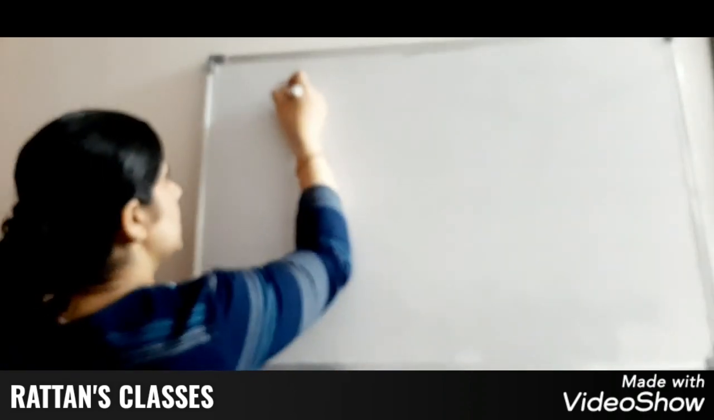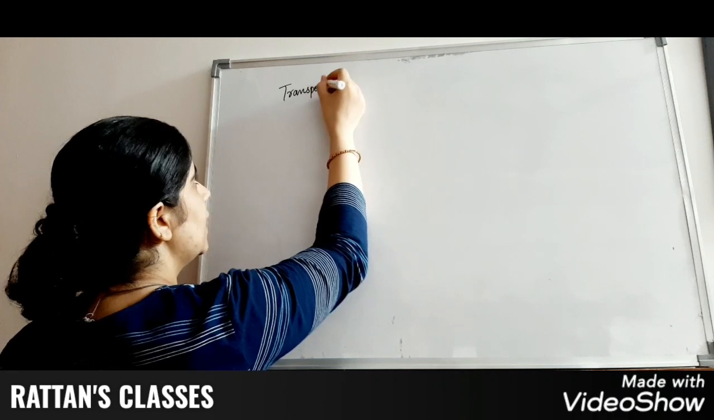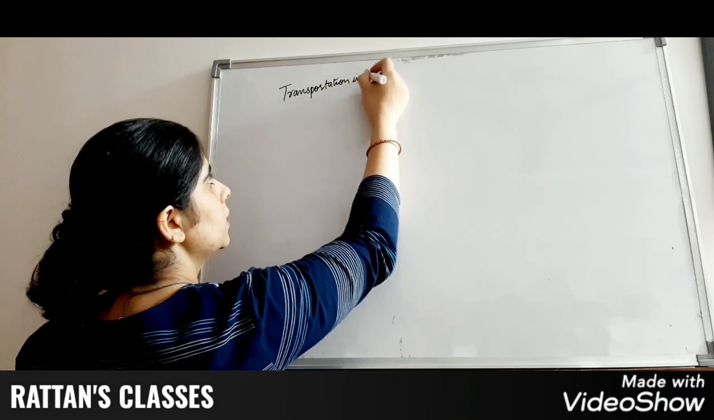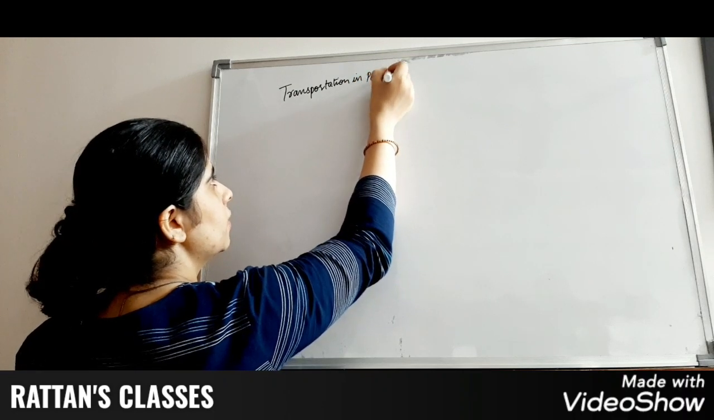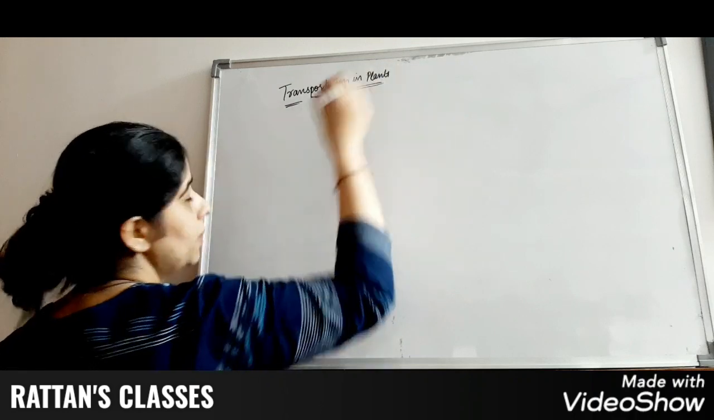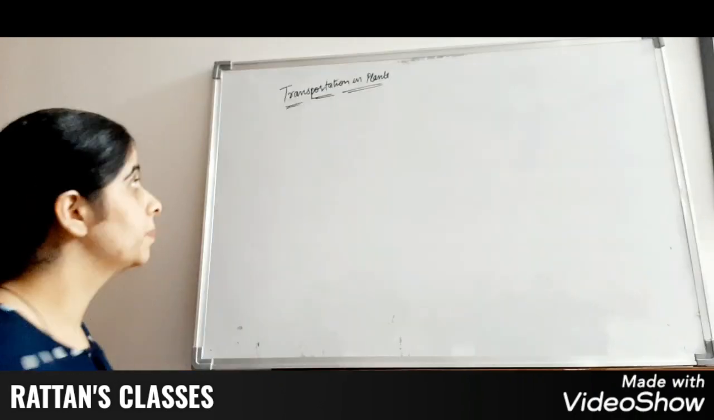Today our topic is transportation in plants. In last class we did transportation in human beings, in which we did the circulatory system, about the heart and transportation of the blood and from its deoxygenation to oxygenation. Today we will talk about transportation in plants.